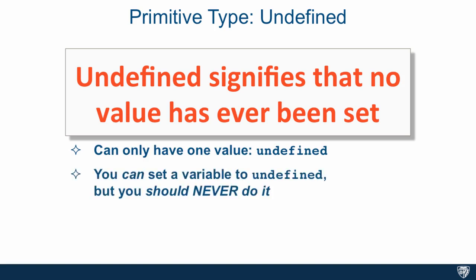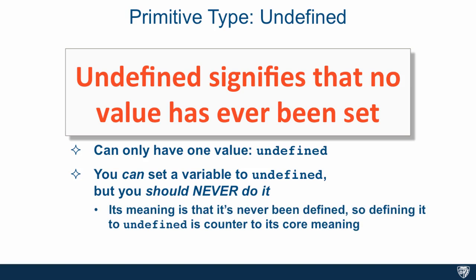Now, you can set a variable to the keyword undefined yourself manually, but you should never ever do that. And the reason is because its meaning is that it's never been defined. So defining it and then setting it to undefined is really counter to its core meaning. If you ignore this advice and explicitly in your code set a variable to the value of undefined, that will create tremendous confusion in your code, and confusion in code is never a good thing.